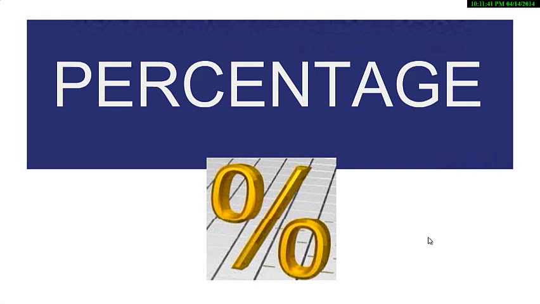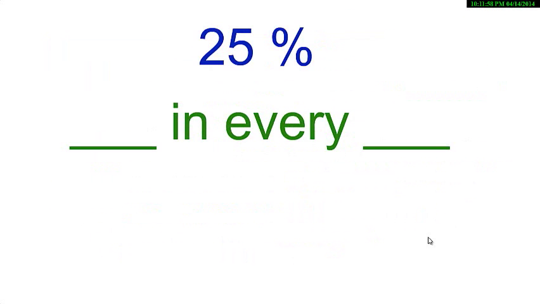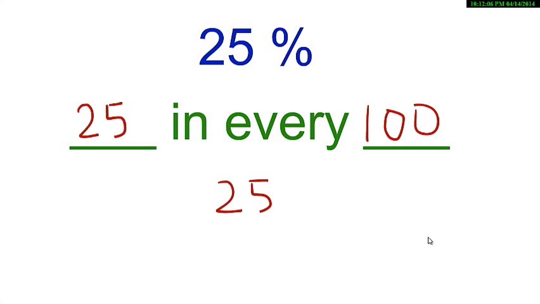Before we get started, there are a few things we need to note. Percent indicates a special type of fraction in which the value given is a measure of the number of parts in every 100 parts that is to be used. So 25% means 25 in every 100. It can be written as 25 by 100.